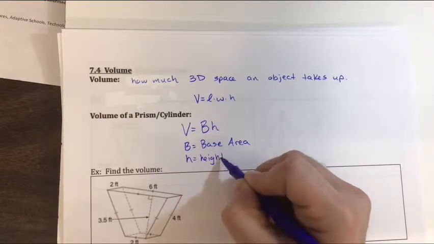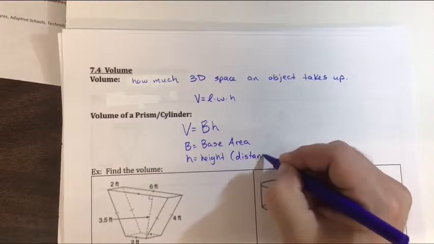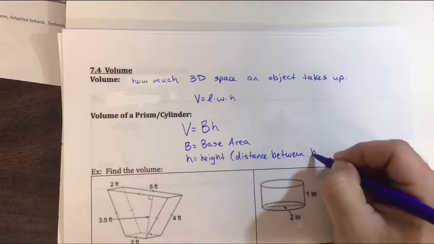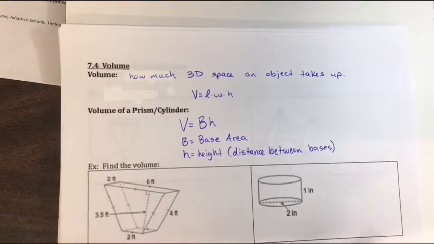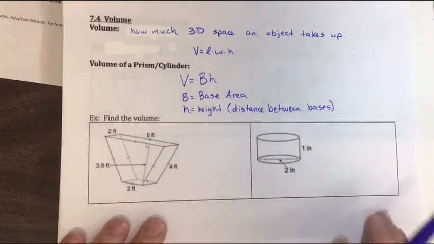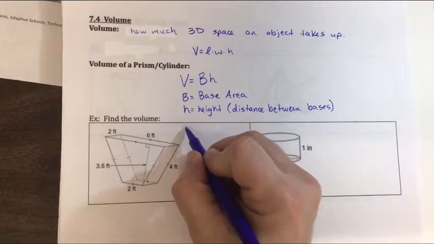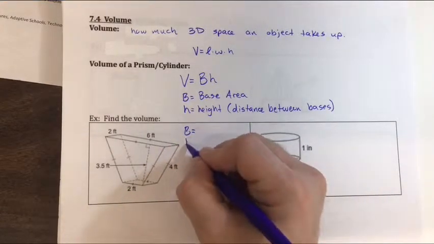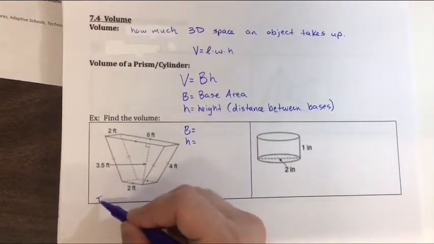But remember, for cylinders and prisms, height is the distance between bases. Okay? And so when we calculate volume of these kinds of figures, all we have to do is find the base area, or the area of the base shape, and multiply it by the height, the distance between those bases. Well, this is what we would call a trapezoidal prism.